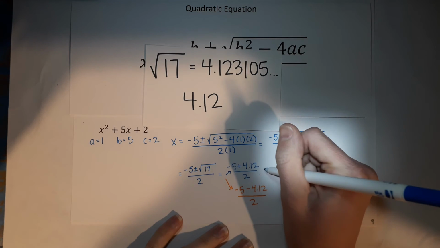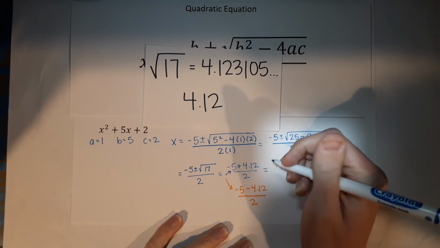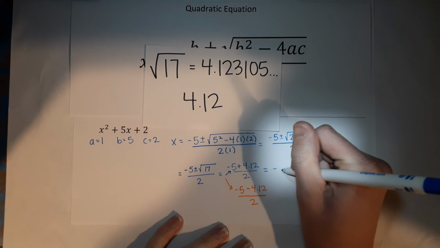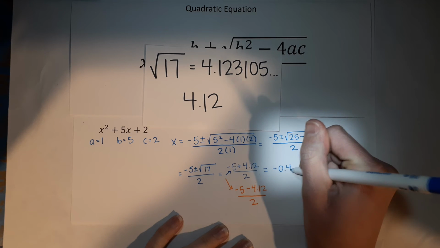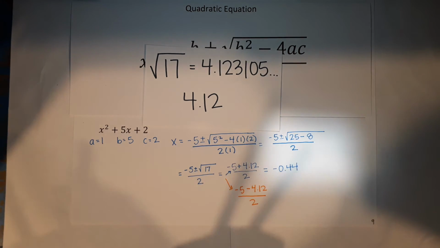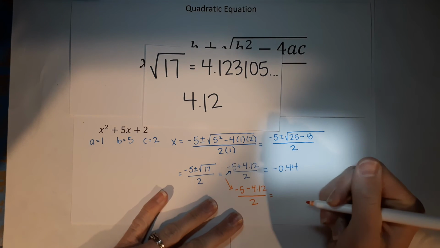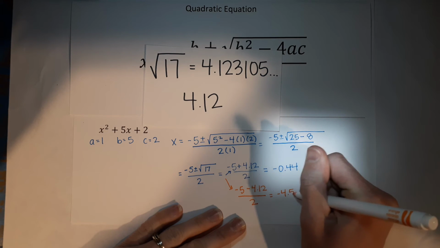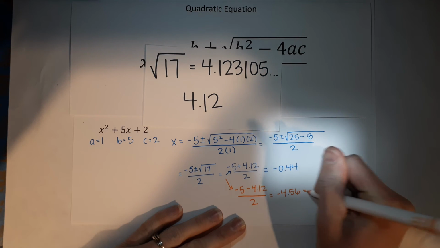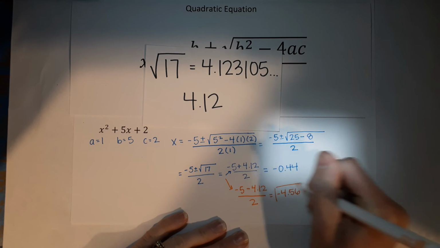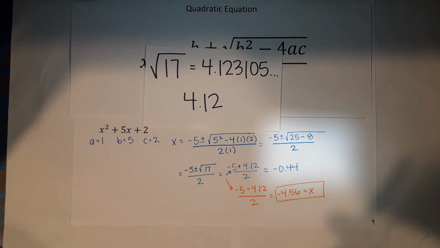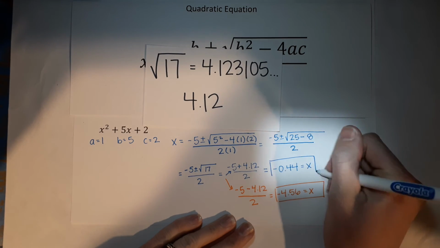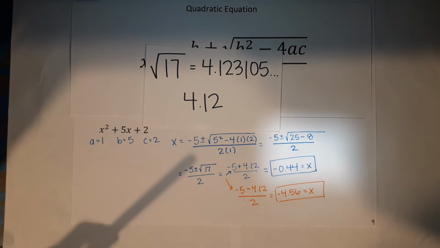Okay, so when I do -5 plus 4.12 divided by 2, I get -0.44. And -5 minus 4.12 over 2, I get -4.56. Okay, so this is what x equals. Okay, that is if your teacher wants the decimal answer.